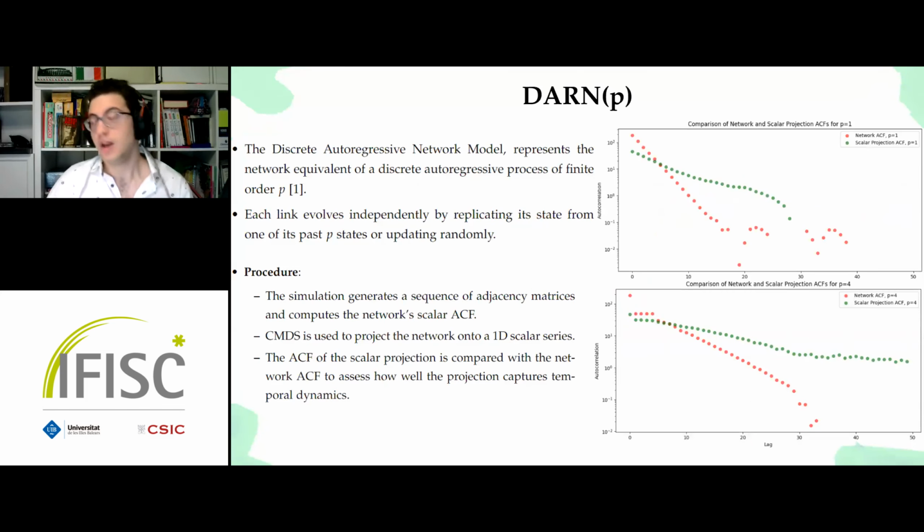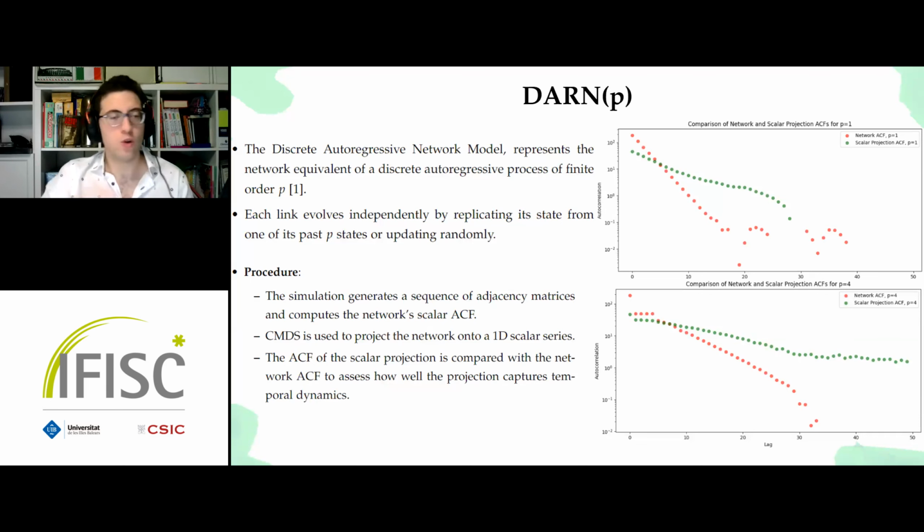Then the DARP model, the last of the synthetic models seen here. This is a discrete autoregressive network model, in which each link evolves independently by replicating its state from one of its past p states. That's why p is called the memory order. Otherwise, it updates randomly. This means that this system has prescribed memory.